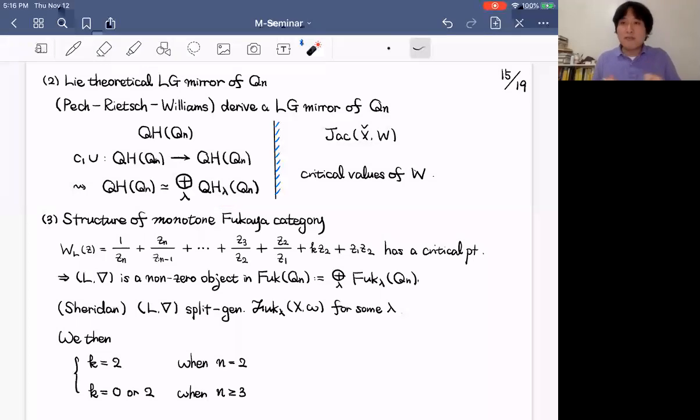And in this case, everything is one-dimensional. So indeed, this guy split-generates the Fukaya category at lambda. And using that information, we can give a constraint on k, because the possible critical values are already predetermined, so the only possible k is limited. And then with some calculation, what you can prove is that when n equals 2, the only option is k equals 2. And for n greater than or equal to 3, k is either 0 or 2.